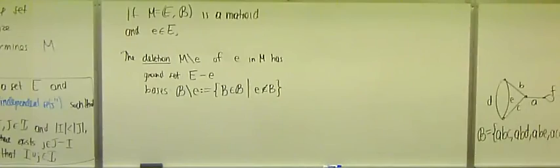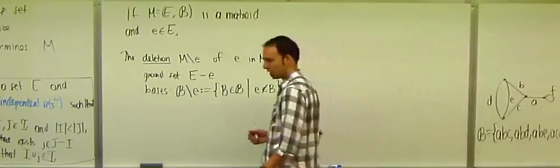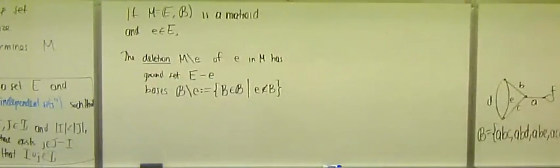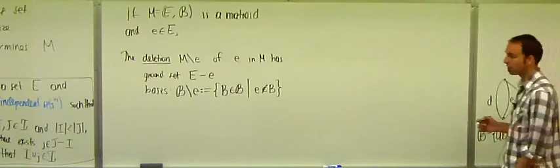So maybe we can do an example. What is M backslash E? I'm going to look at all the bases here that don't contain the element E. So there are ABC, ABD, and ACD. So that's the deletion.